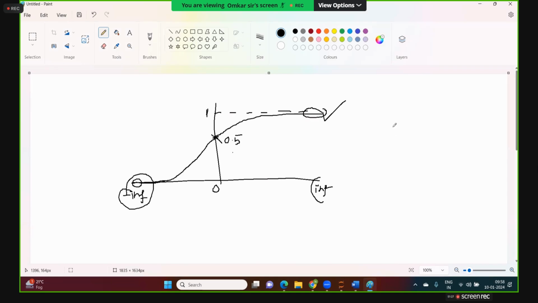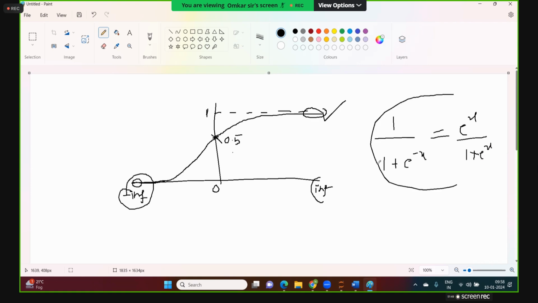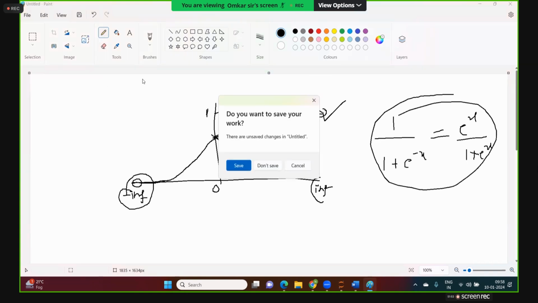1 by 1 plus e power minus x is equal to e power x by 1 plus e power x. You getting what I'm saying? Both are the same. Okay, I will write the proof. You can just note down that.